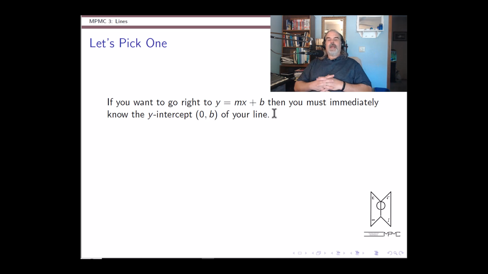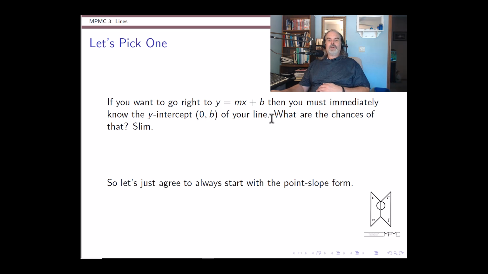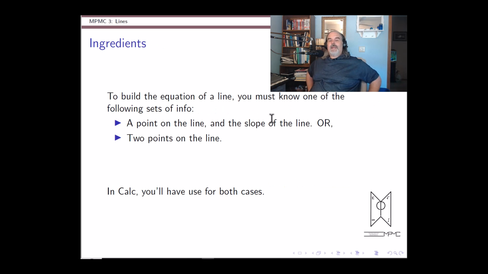Now, in the reverse direction, to build the equation of a line with certain data, if you're going to try to go right for this one, you've got to know some pretty specific information about that line, and chances are you're not going to have it. So it is much better, if you're constructing the equation of a line, to go with the point-slope form. And if you're going to anchor yourself in the point-slope formula for the equation of a line, you're going to have ingredients. You either need to know one point on the line and a slope, or you need to know 2 points on the line.